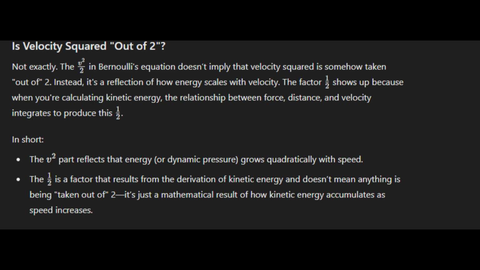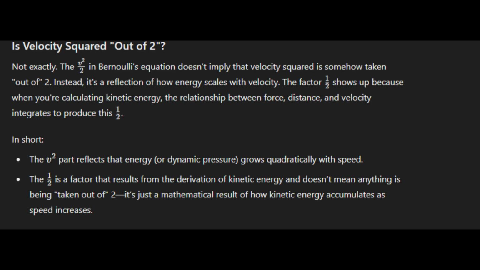In short, the v squared part reflects that energy, or dynamic pressure, grows quadratically with speed. The 1 over 2 is a factor that results from the derivation of kinetic energy and doesn't mean anything is being taken out of 2. It's just a mathematical result of how kinetic energy accumulates as speed increases. So while it might feel like velocity squared is somehow divided by 2, the v squared over 2 term is actually a direct outcome of how kinetic energy is mathematically structured.